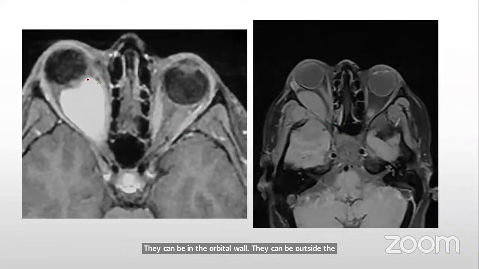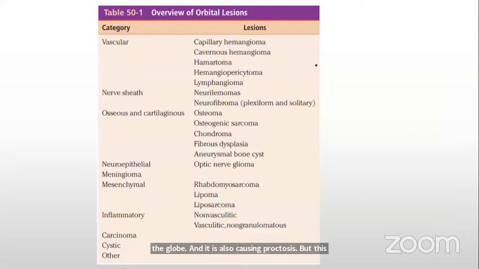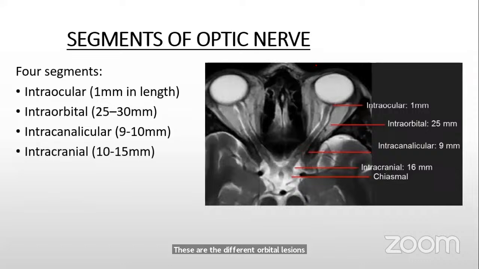For example, this is an intraconal lesion, an optic glioma that is compressing the globe and it is causing proptosis. So we should know that in intraconal lesions, the proptosis is central proptosis, whereas in the extraconal lesion, like this sphenoorbital meningioma, which is compressing the globe, it is also causing proptosis, but this proptosis is abaxial proptosis. These are the different orbital lesions, and we are not going into the detail of these lesions, just an overview which I gave.